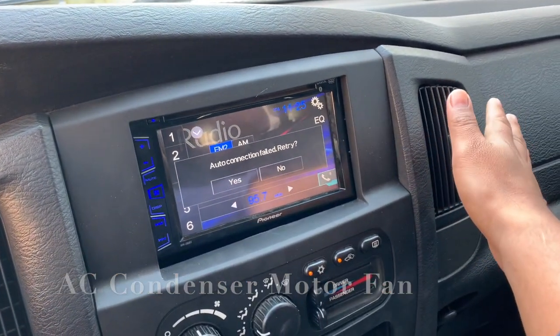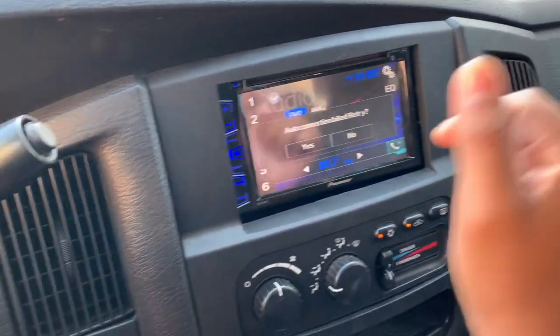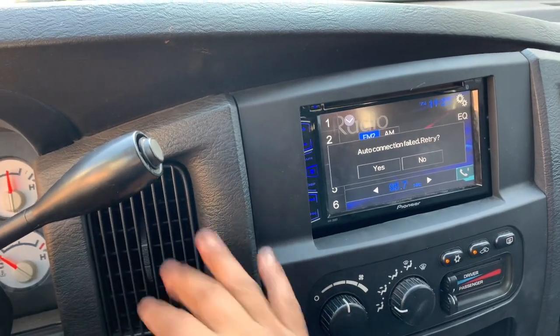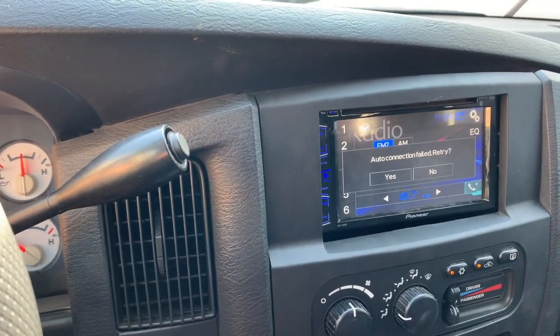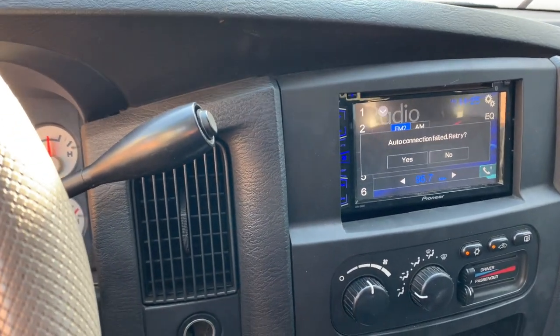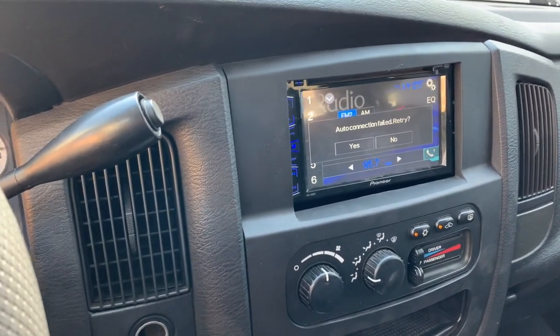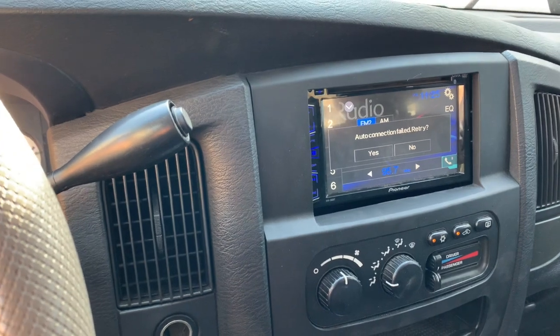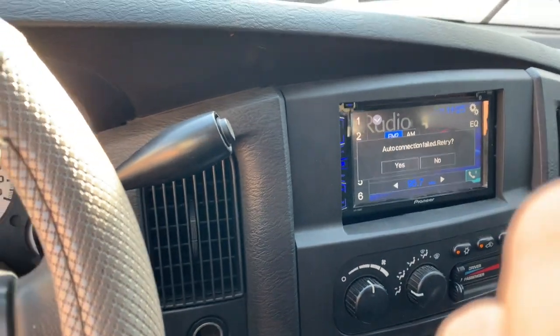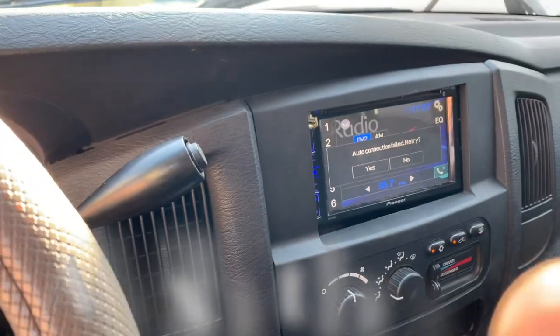Before, we didn't have cold AC on the passenger side, but we did a little bit on the driver's side. So I'll show you right now the fan that's supposed to be spinning. If it doesn't spin, it's your fan motor that's down or broken. Alright, let's go ahead and show you that part.